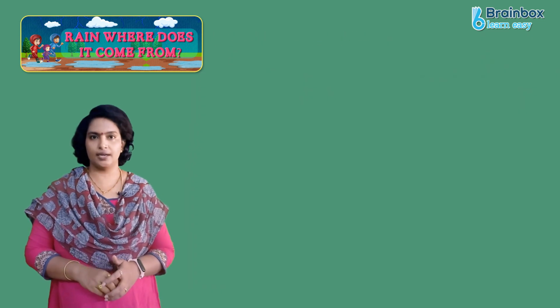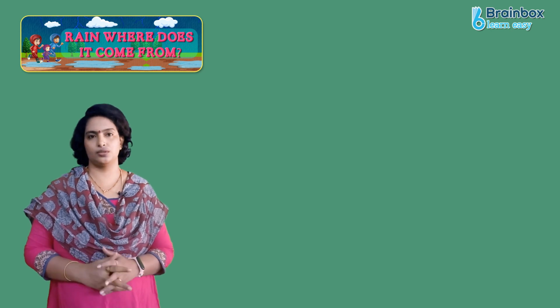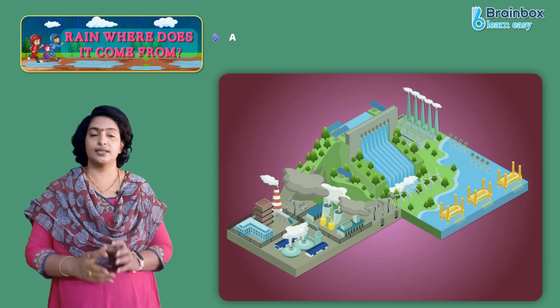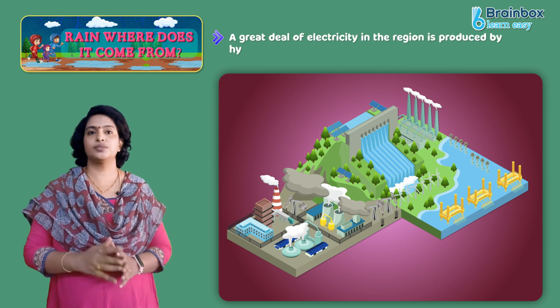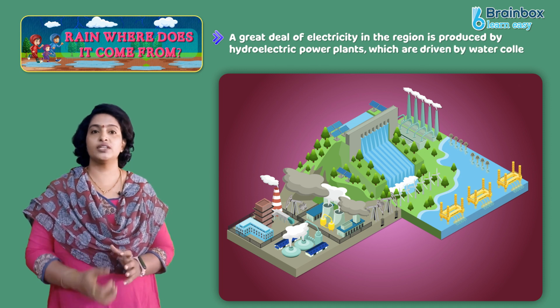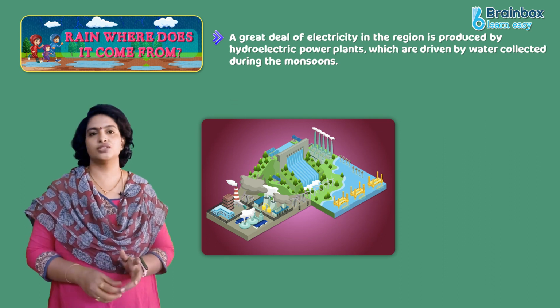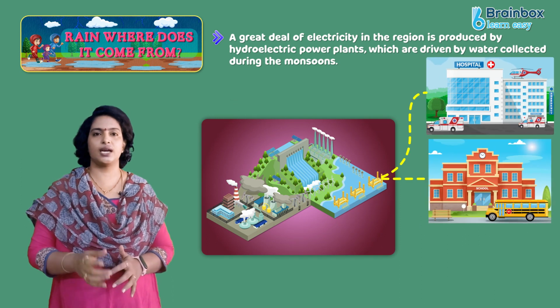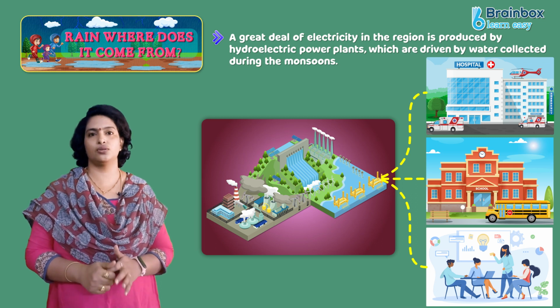Industry in India and Southeast Asia also relies on the summer monsoon because a great deal of electricity in the region is produced by hydroelectric power plants, which are driven by water collected during the monsoons. So electricity powers hospitals, schools and businesses that help the economies of these areas also develop.